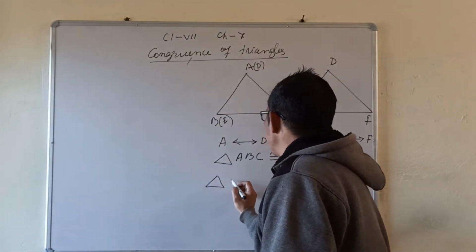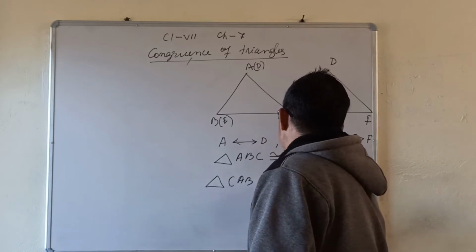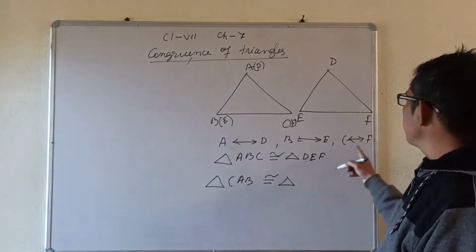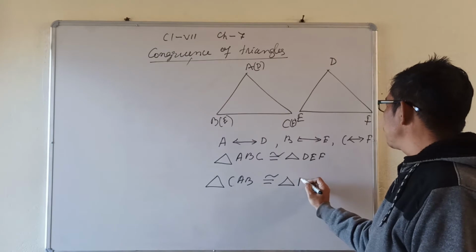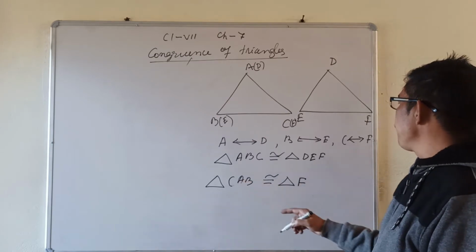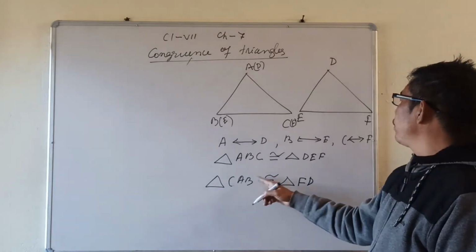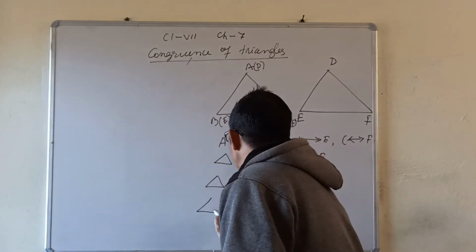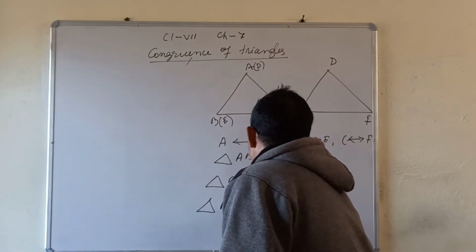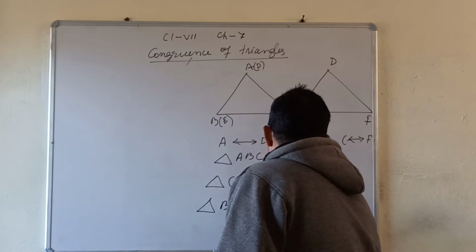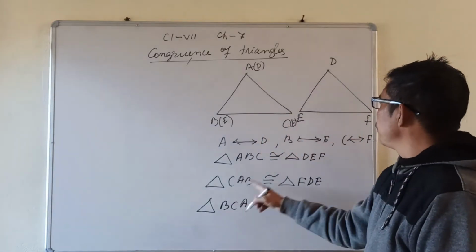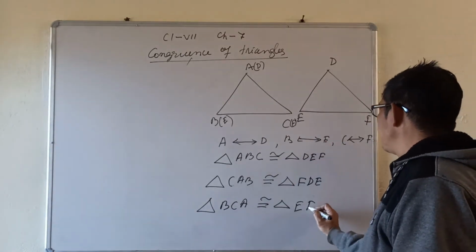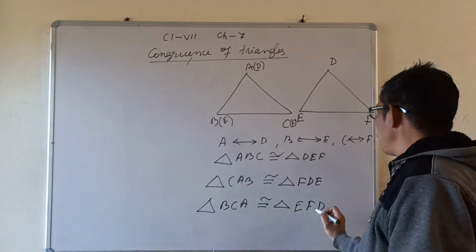Then, if you write the triangle CAB like this, then it is congruent to triangle, how to write? C corresponds to F. So in place of C, F. In place of A, D. In place of B, E. And again like this, triangle BCA congruent to, then B. B corresponds to E. C corresponds to F. A corresponds to D. Like this, in order it should be written.